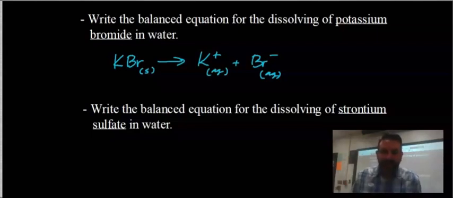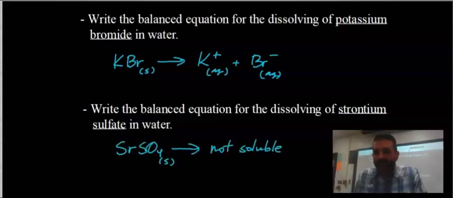All right, one more. Write the balanced equation for dissolving strontium sulfate in water. Make sure to pause the video and work on that now. All right, hopefully you did not write that this dissociates into strontium ions and sulfate ions. If it were soluble, that's what you would make. But this substance is not soluble. So when you put strontium sulfate in water, it does not dissolve. And if it does not dissolve, it most certainly will not dissociate.